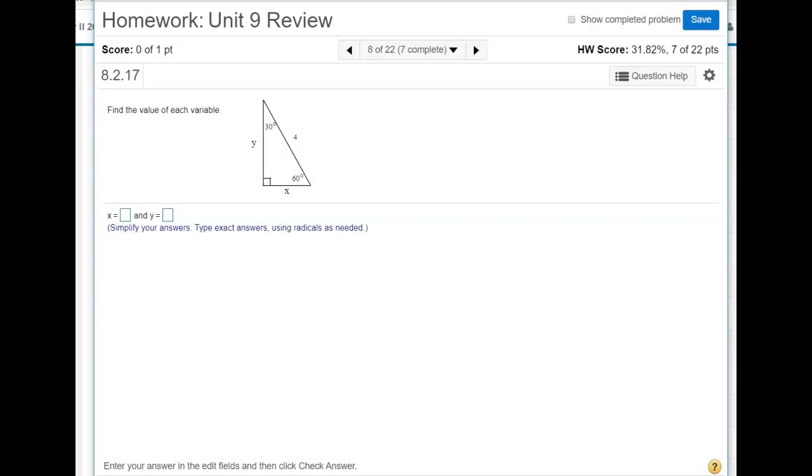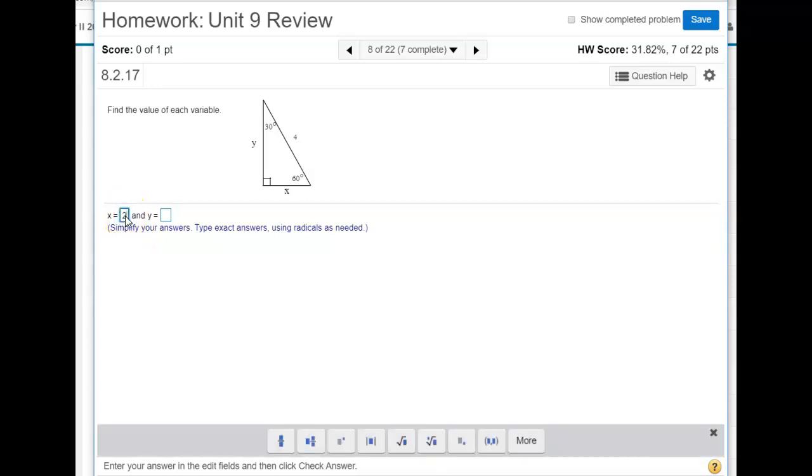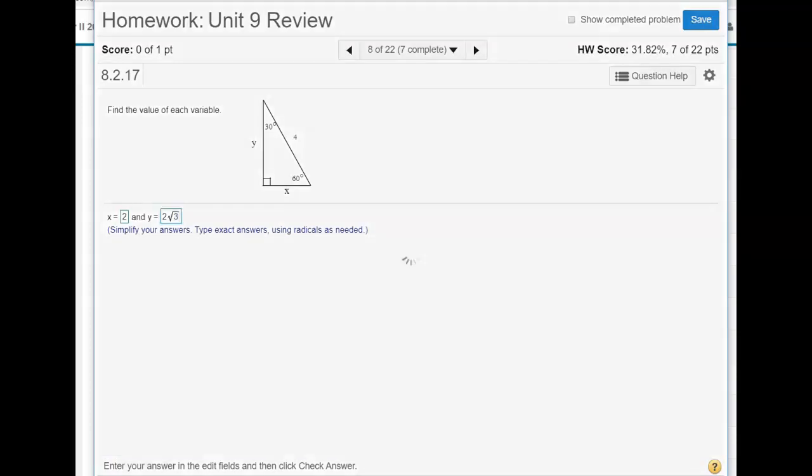Another one, this one's pretty much the same. Again, to get from 4 back to the small leg, we're going to divide it by 2. So 4 divided by 2 is equal to 2. And then we're taking 2, we're multiplying it by radical 3 to get to the long leg. So again, the short leg was divided by 2, the long leg was multiplied by radical 3.